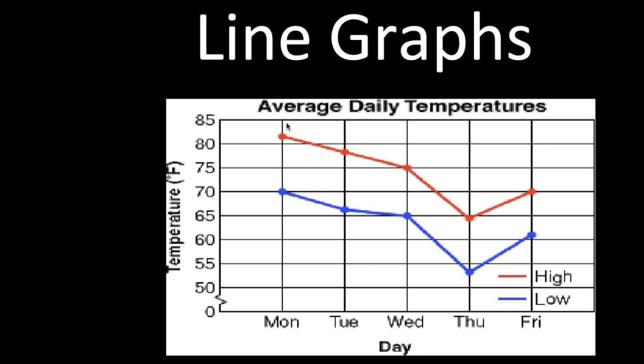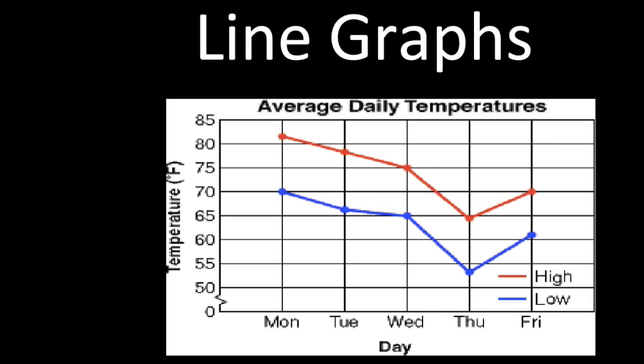Line graphs have several components. A title, here the average daily temperature is the title, and an x-axis, here it's the day. A y-axis, here it's the temperature. The x-axis is the independent variable, what's not ever being changed. And the y-axis is the dependent variable, the temperature that's changing over the week.